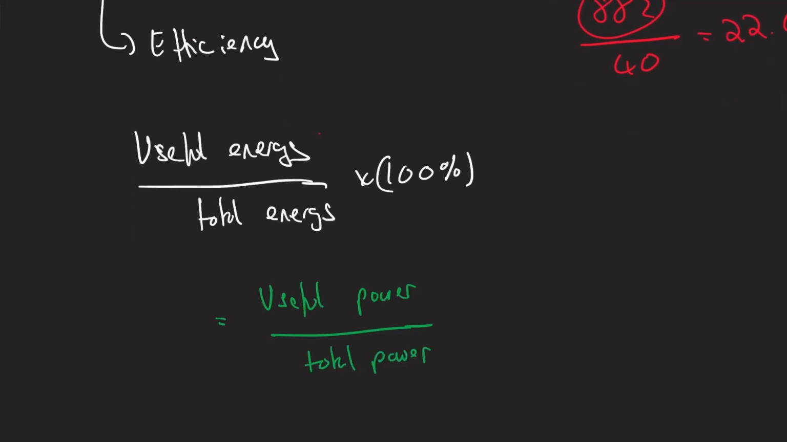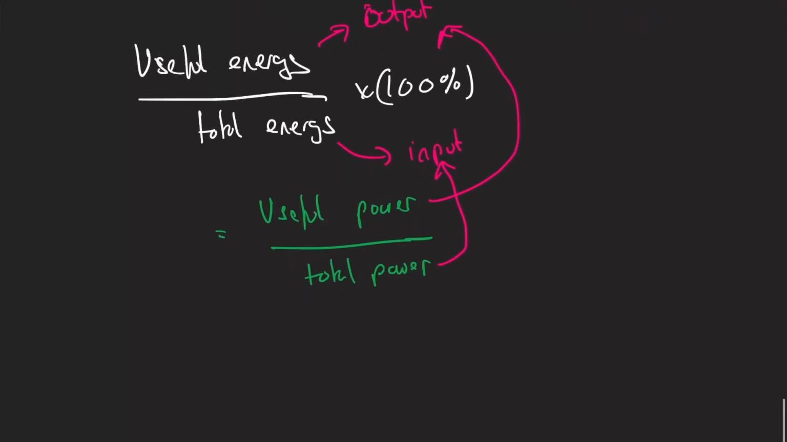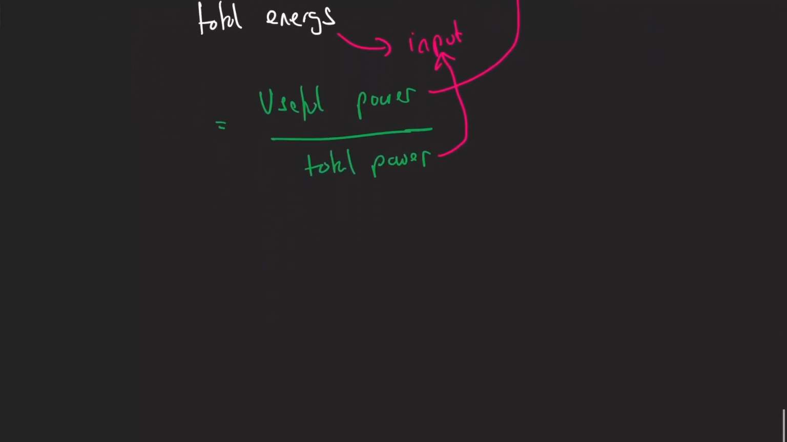A good thing to remember is that this is usually output. And over here, total energy is input. And the same thing over here. Oh, wrong way around. Okay, so hopefully that just gives some context. And so let's again look at an example. That's the best way to look at things.